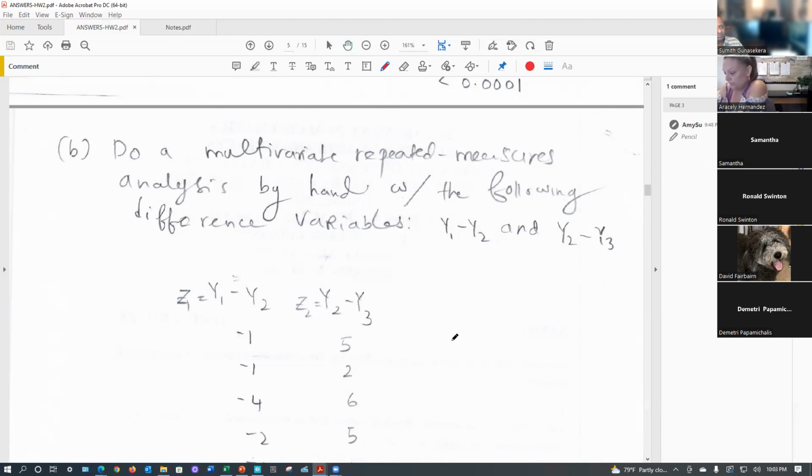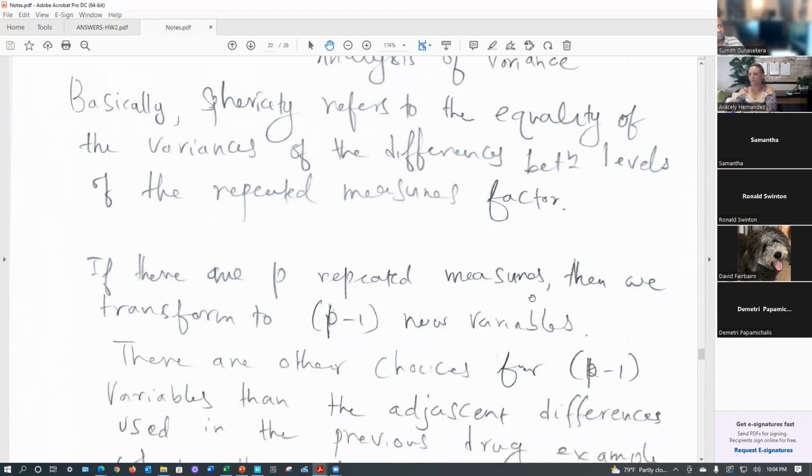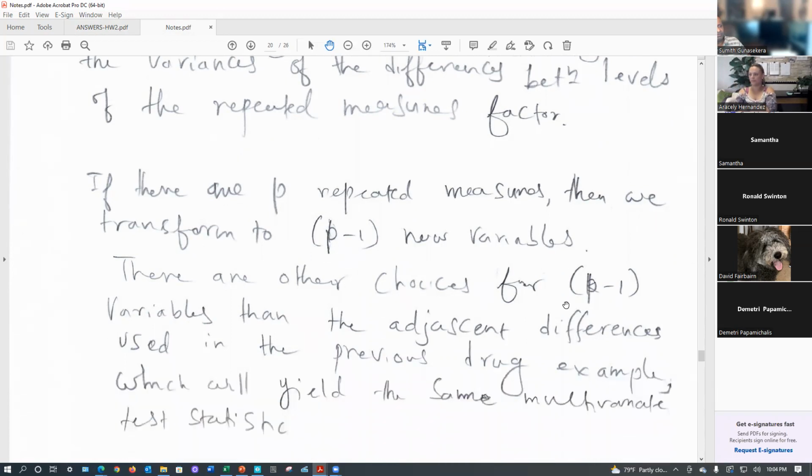Invariance property. We're going to have the same answer. But when you do the differences, basically sphericity refers to the equality. There have to be equal variances of the differences between the levels of the repeated measure factors. There are p repeated measures. Okay, we transform to p minus 1 new variables.